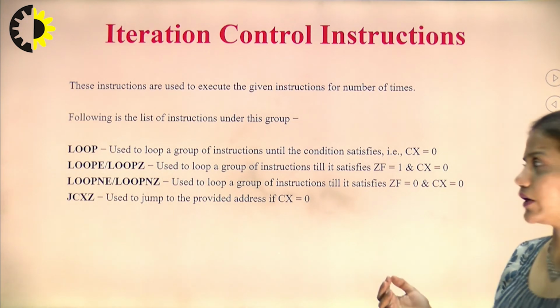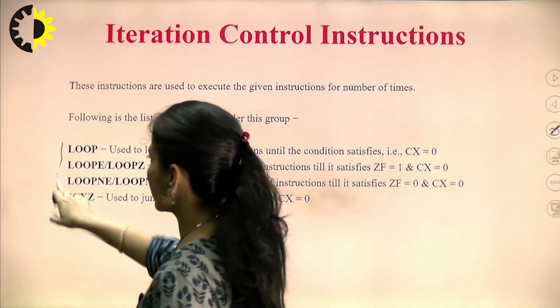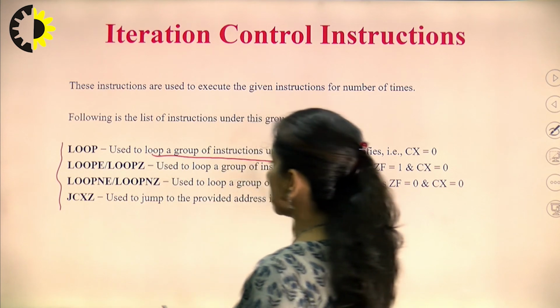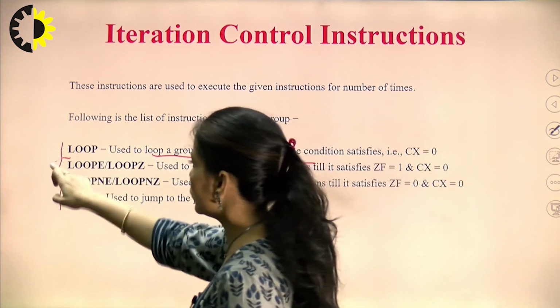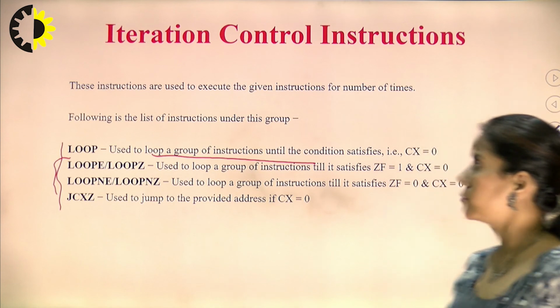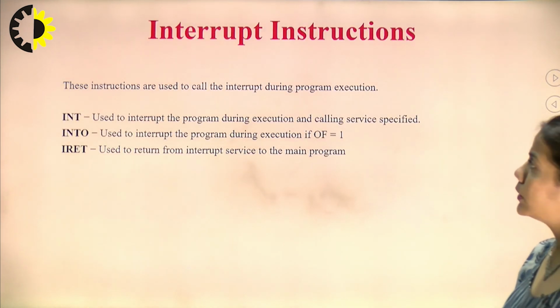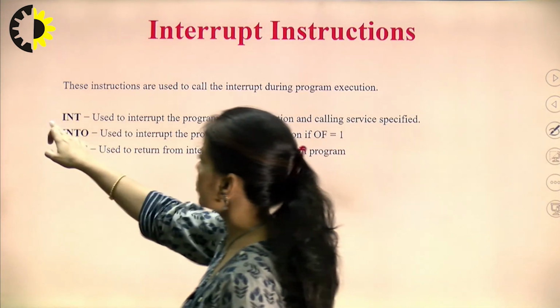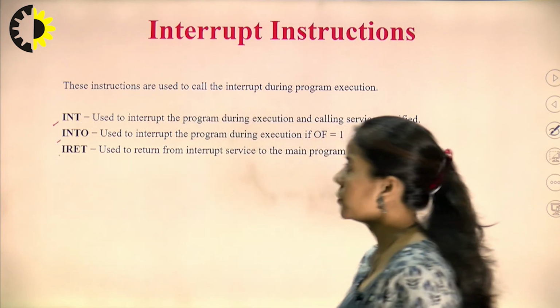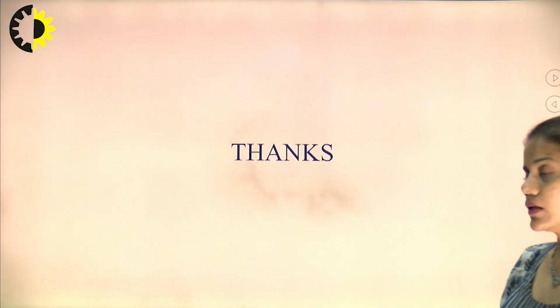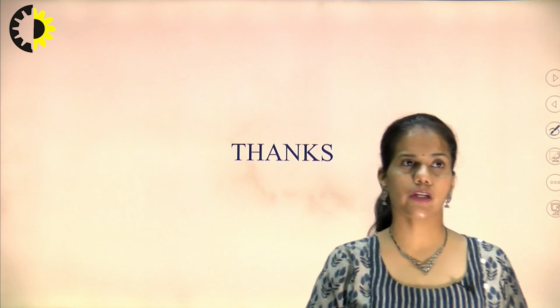Again, in the case of iteration control instructions, there are certain instructions which are used to loop a group of instructions, and these are the conditional loop instructions. Again, there are interrupt instructions. I have already discussed the interrupts. That's all for the instruction set of 8086.